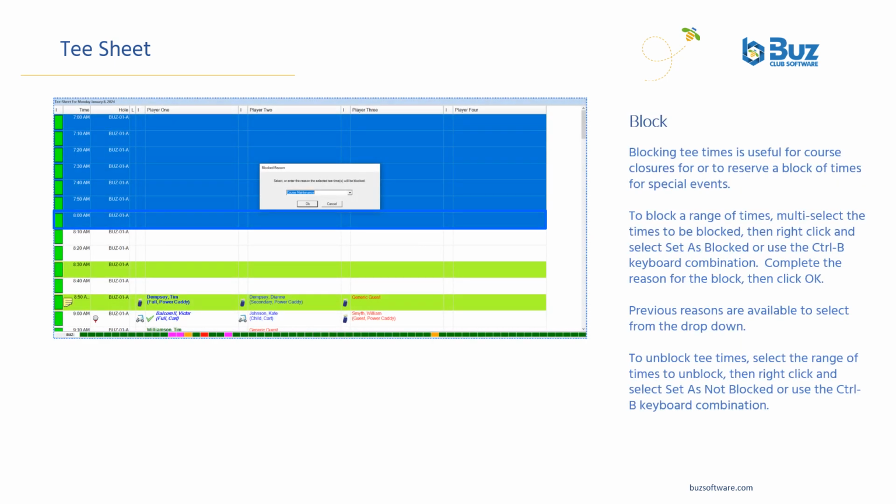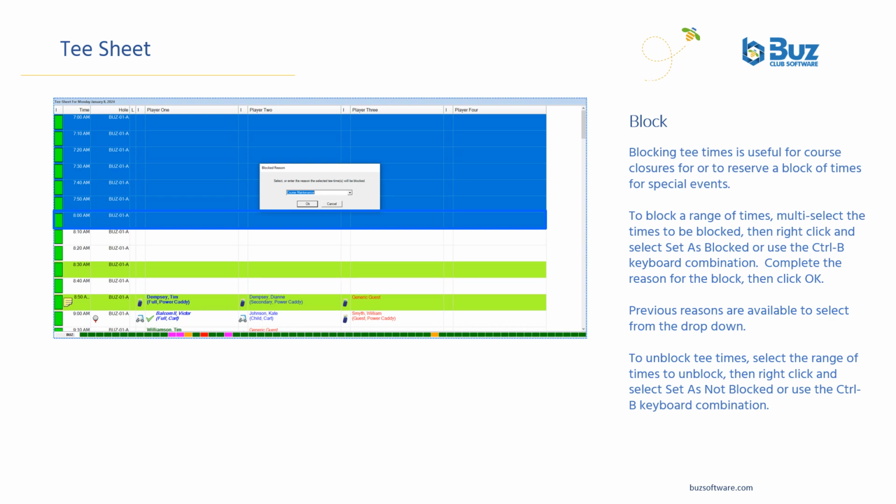Block. Blocking tee times is useful for course closures or to reserve a block of times for special events. To block a range of times, multi-select the times to be blocked. Then right-click and select Set as Blocked or use the Control-B keyboard combination. Complete the reason for the block, then click OK. Previous reasons are available to select from the drop-down.